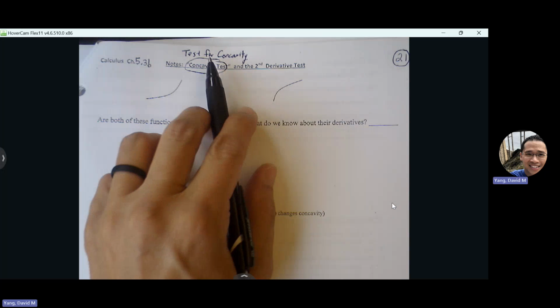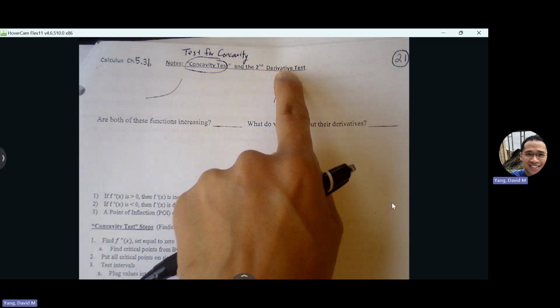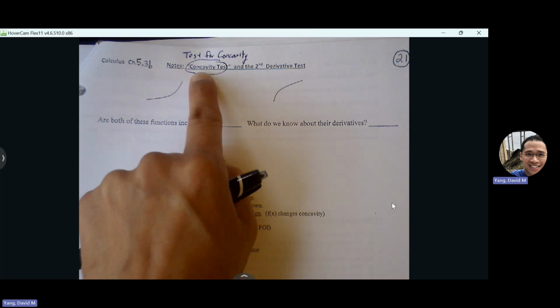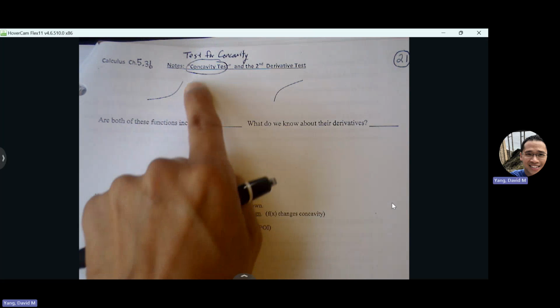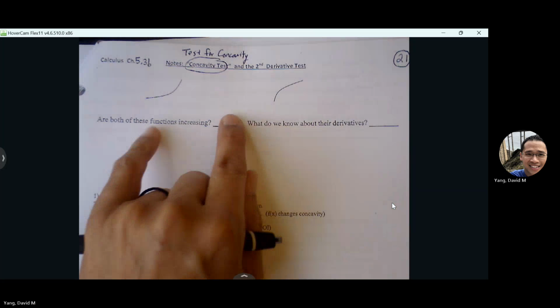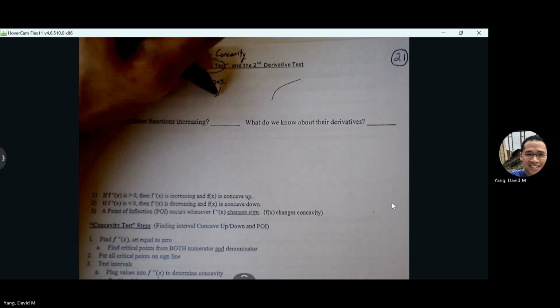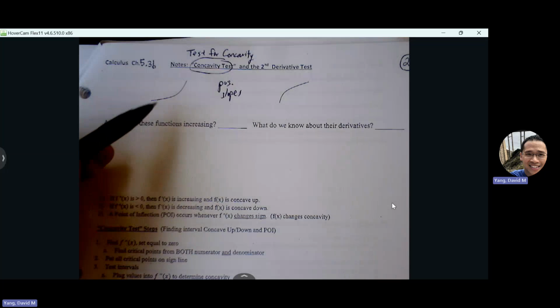The test for concavity is going to be different than the second derivative test. The second derivative test is for something else, so we'll talk about that in a second. But first, the test for concavity is the idea that if I have a graph that has this curve versus this curve, what do you know about their slopes? They're both positive slopes, right? But their curvature is different, right?